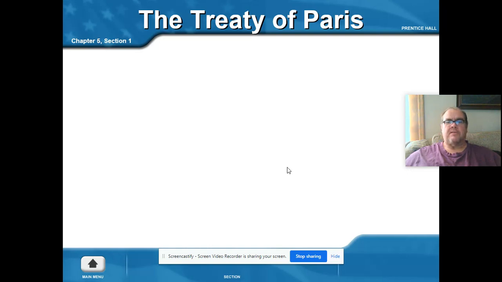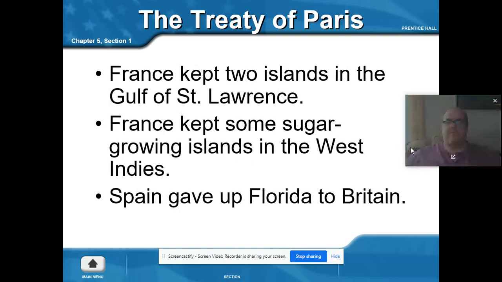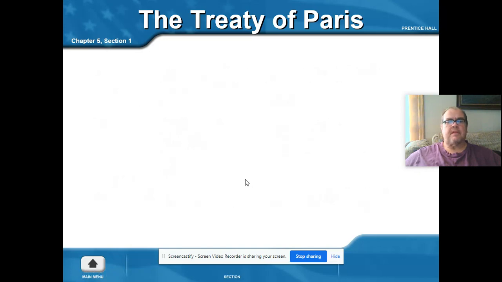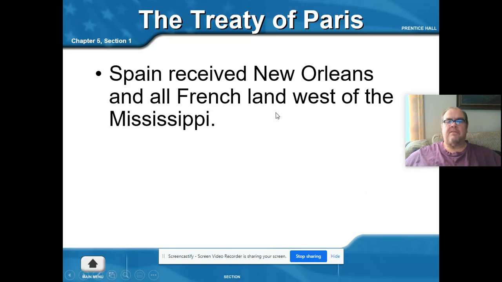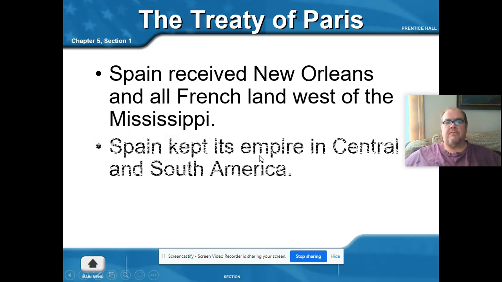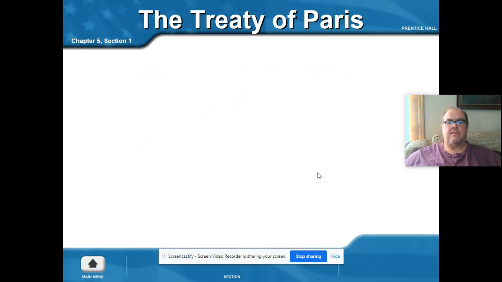Let me go back for a minute so you can see that. Spain gave up Florida to Great Britain. And Spain received New Orleans and all the French land west of the Mississippi. So if you look at the map now, and of course the Spanish kept their empire in Central and South America. They'd picked the right side to fight on.